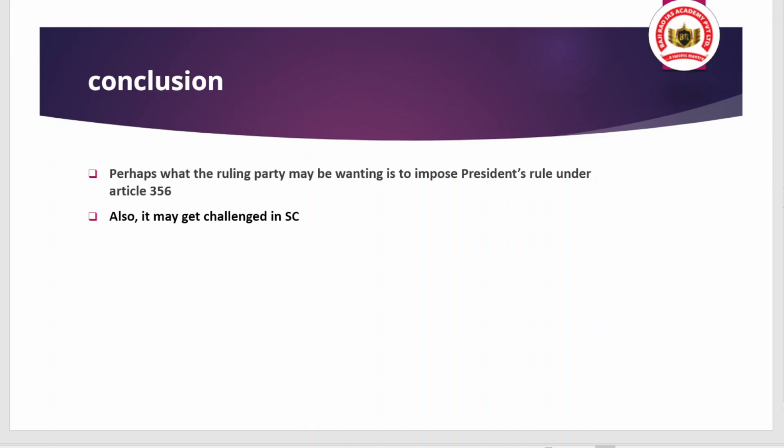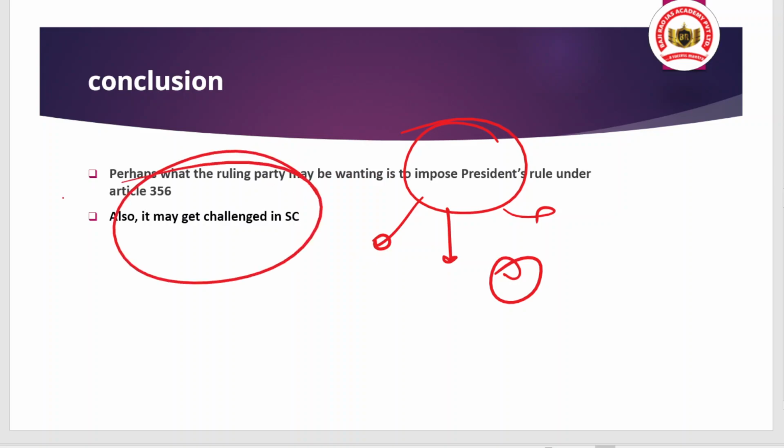So maybe the ruling party may want to impose President's rule under Article 356 for these 5 states, maybe, but there is no clear-cut statement by the government. Also, this type of scenario remains secret until the decision is made. Okay, and it may get challenged in the Supreme Court, because we have a Supreme Court that also observes all the actions of the executive or the government. So we will see what is going to happen further.